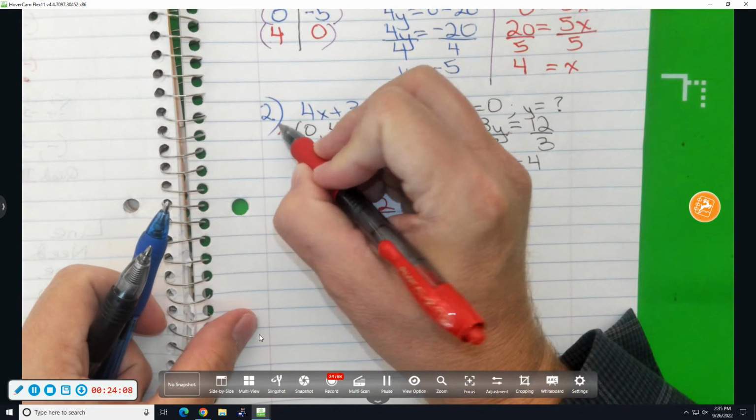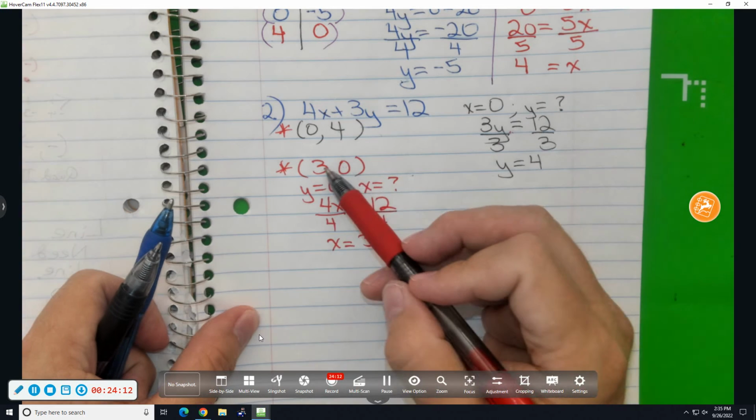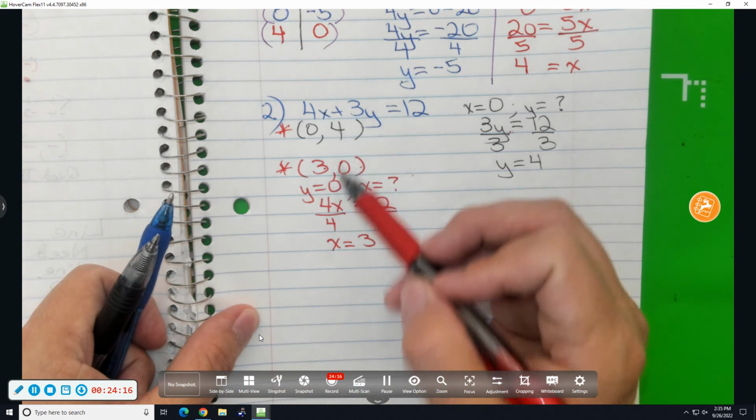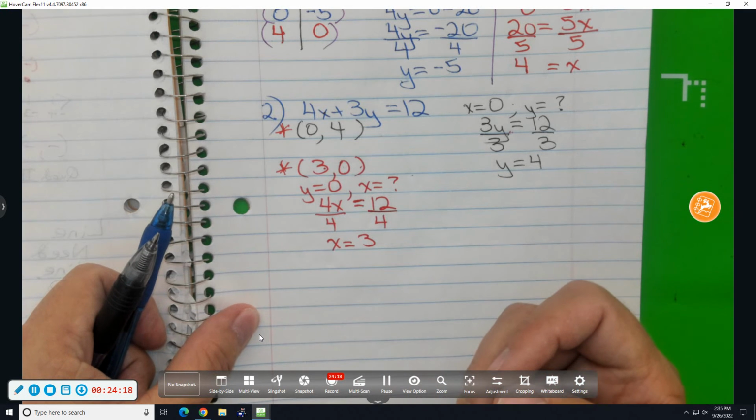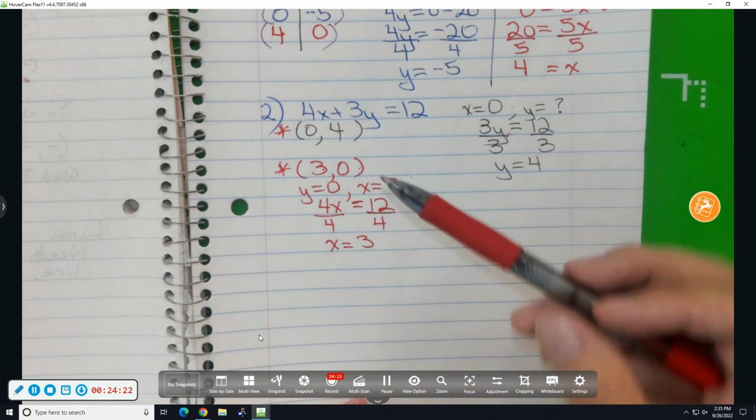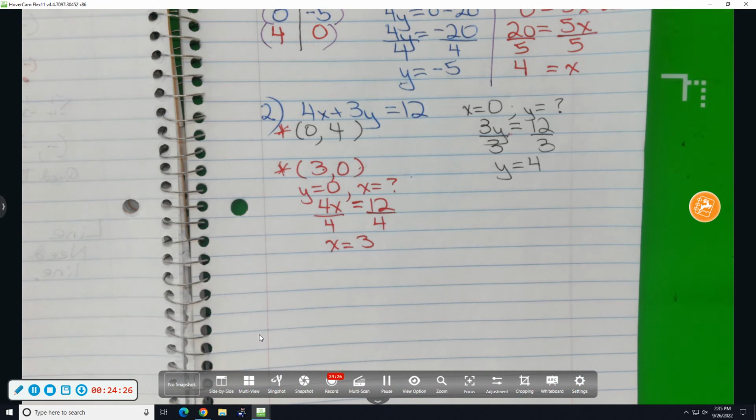Here are the two ordered pairs, (0, 4) and (3, 0). You could plot (3, 0) first and then (0, 4). The order in which you plot the ordered pairs doesn't matter. So just for illustration's sake, I'm going to plot (3, 0) first, just to show you you'll still get the same line.